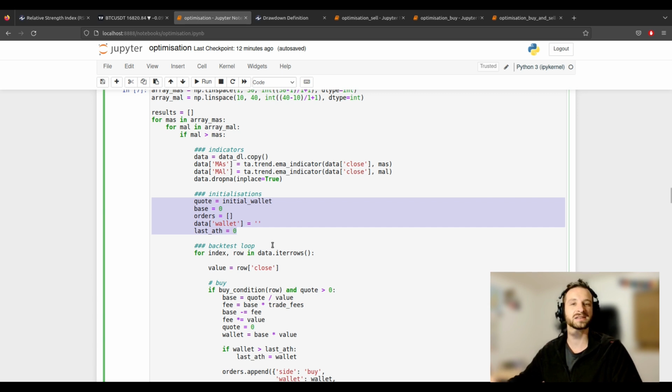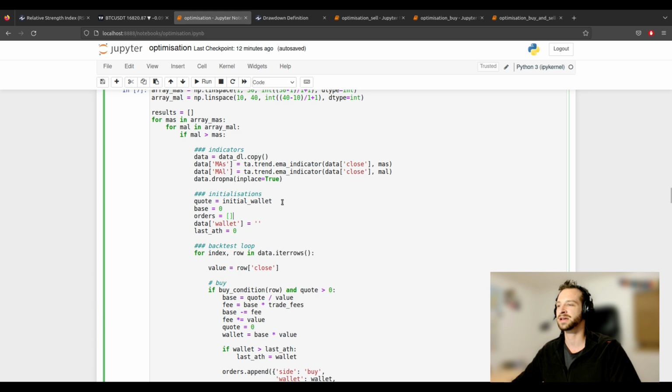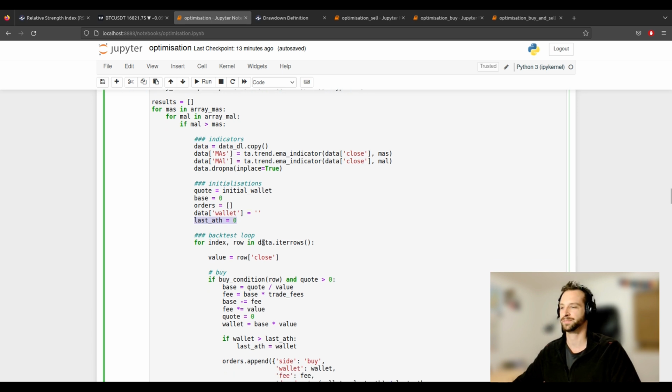Let me point out that each time we're doing a new backtest, I need to reinitialize the information about my backtest. So every time, my quote value will be equal to the initial wallet, and the base currency goes back to being equal to 0. The number of orders, so the buys and the sells, will go back to being empty, and we will fill that array as a new backtest starts. The same for the value of the wallet. We put it back to being nothing, and we set the last ATH to 0. I'll get back to this in a minute. It is an important quantity to keep track of.